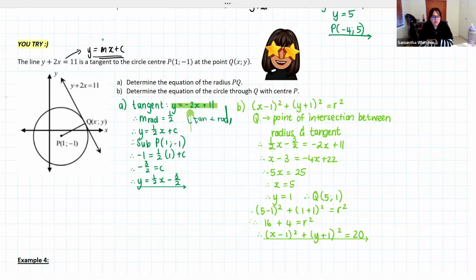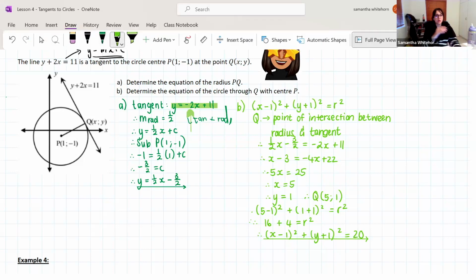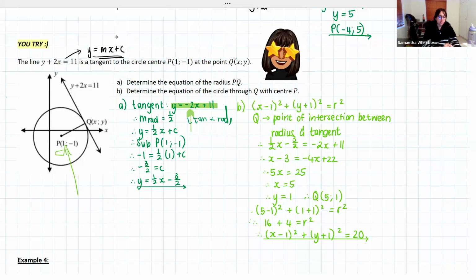Okay, then it says determine the equation of the circle. So you know what the center is. That's easy to go and substitute in. You can get that automatically, but you need to find r squared. And in order for you to do that, you need to know a point on your circle. You know the center, but that's not on your circle. You need to go and work out what Q is. So you need to go and work out that point of intersection and work out what Q is so that you can substitute it in and find what r squared is for your circle.